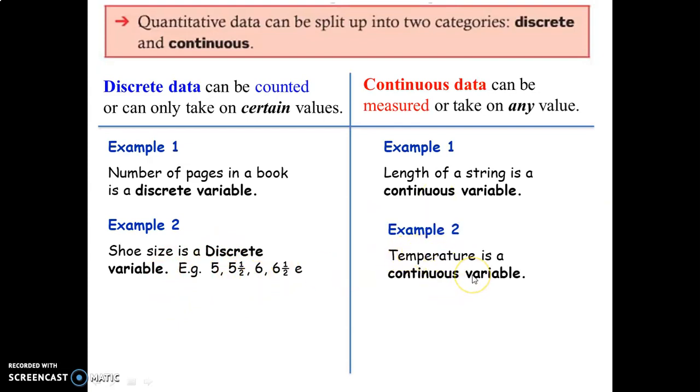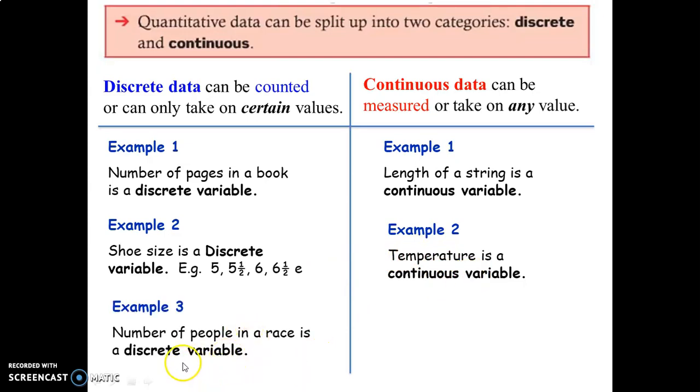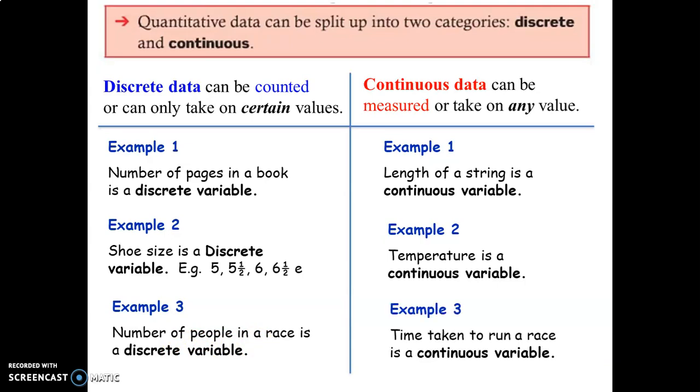Temperature is continuous because, again, you can measure temperature, and when you can measure something, you can give it to any degree of accuracy. Example 3 for discrete is people in a race. How many people are in a race? That's discrete. It can only take on certain values. However, the time taken to run a race is something that can be measured. Therefore, it's a continuous variable because we can measure it to any degree of accuracy.